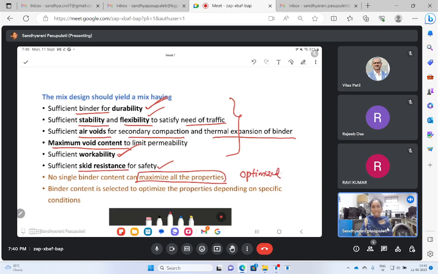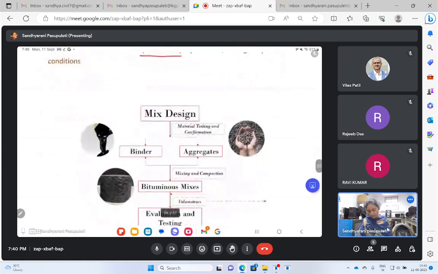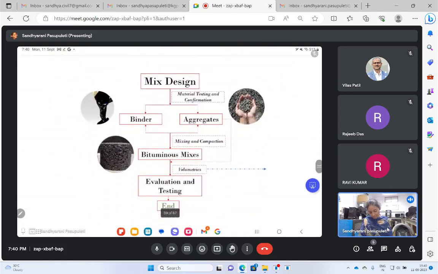That means a minimum of this much resistance to rutting should be there, a minimum of this much resistance to fatigue. So optimization can be done. So what is that binder type, what is that binder content, using which we can actually obtain this optimum characterization, is our main concern in the mix design.